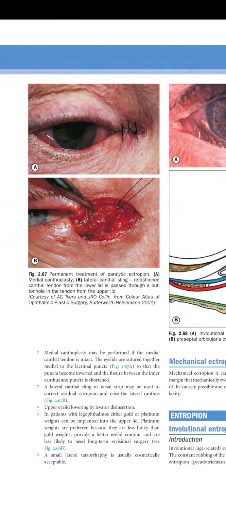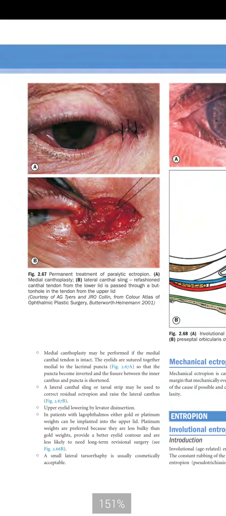Medial canthoplasty may be performed if the medial canthal tendon is intact. The eyelids are sutured together medial to the lacrimal punctum so that the puncta become inverted and the fissure between the inner canthus and the puncta is shortened. So what do we do in the case of medial canthoplasty?